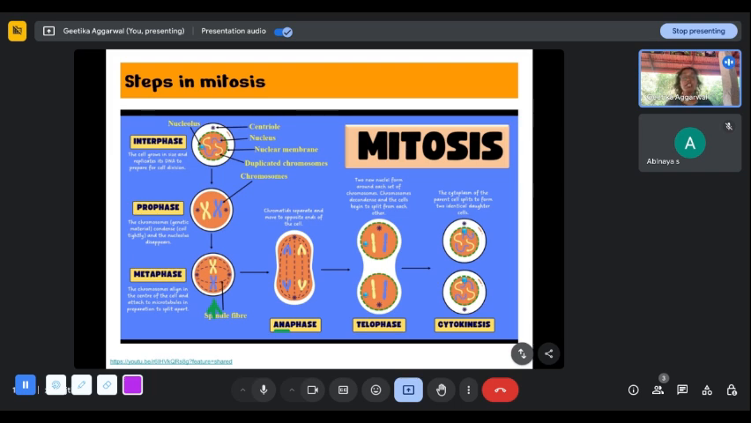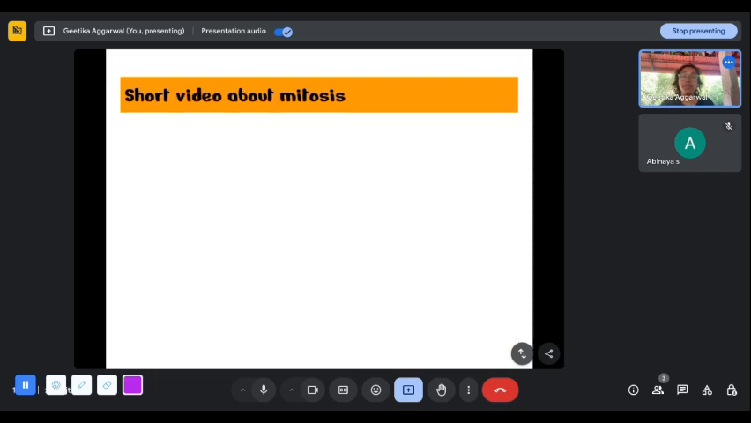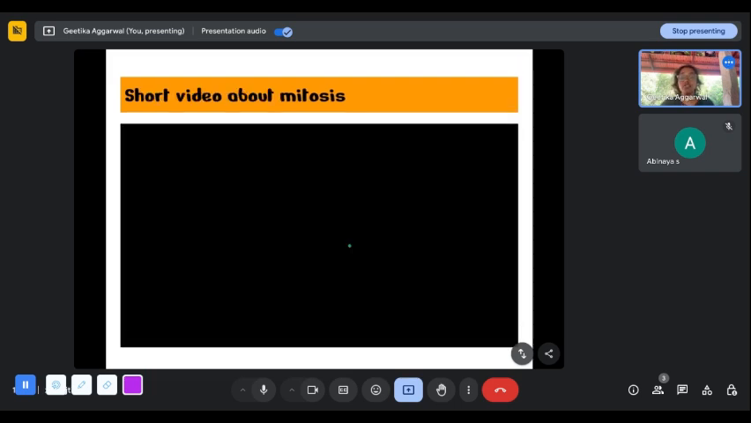In the anaphase, they get pulled apart to the opposite sides of the cell. And in telophase, the nuclear membrane forms again, and the cell starts to divide. And then in cytokinesis, the cells actually really divide. So here's a short video about mitosis where you can get an idea of how all this is happening.